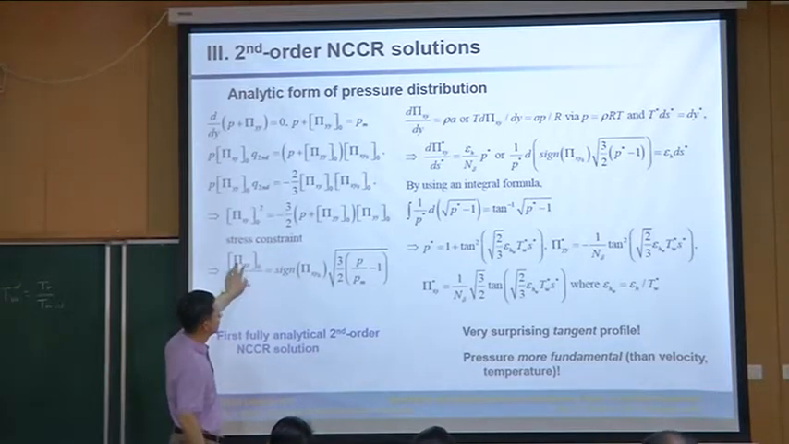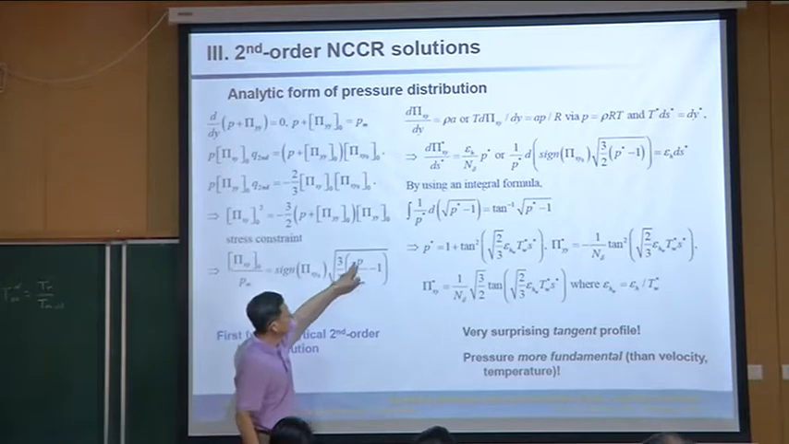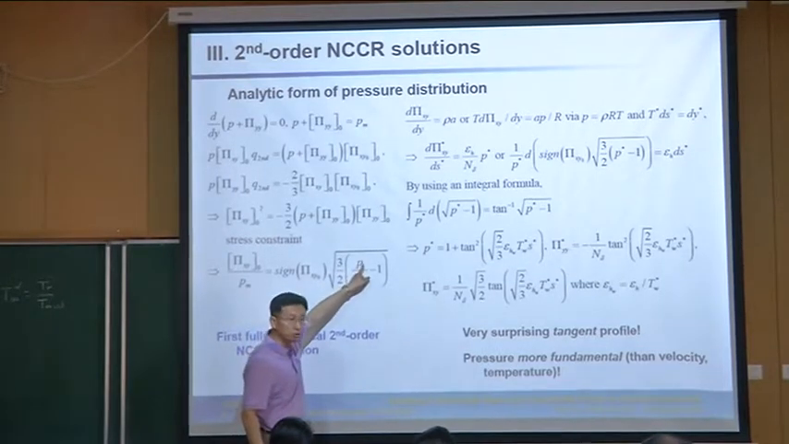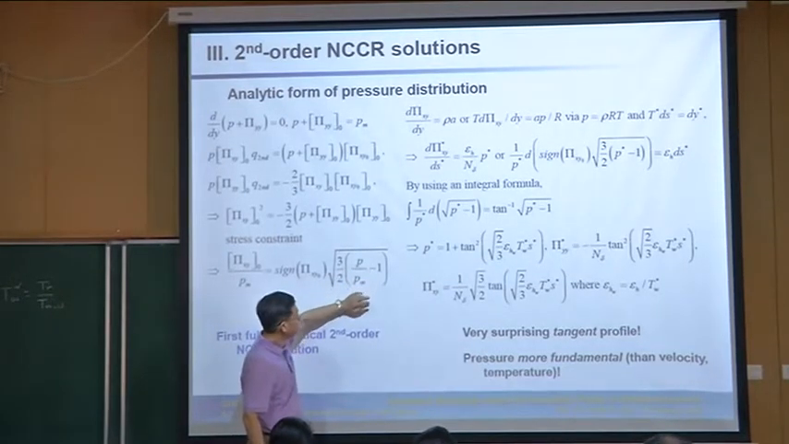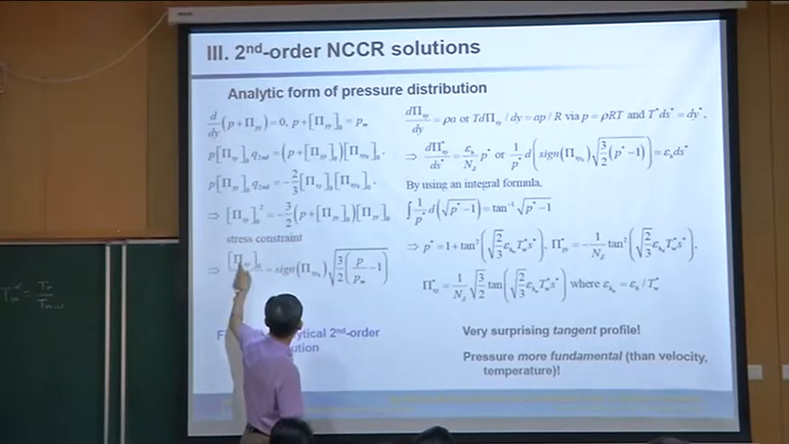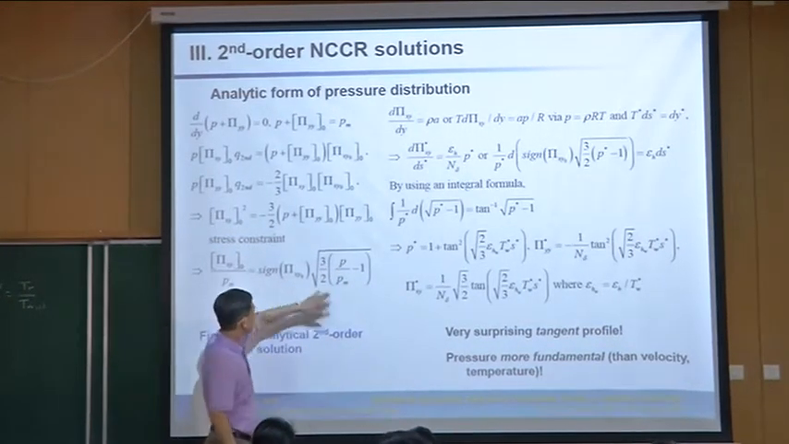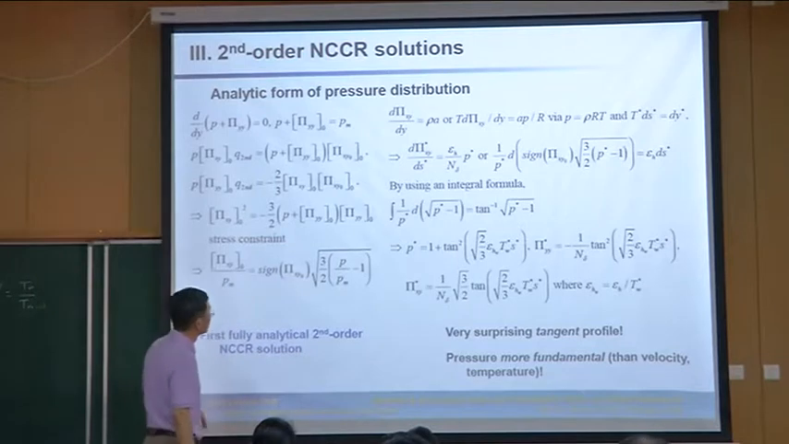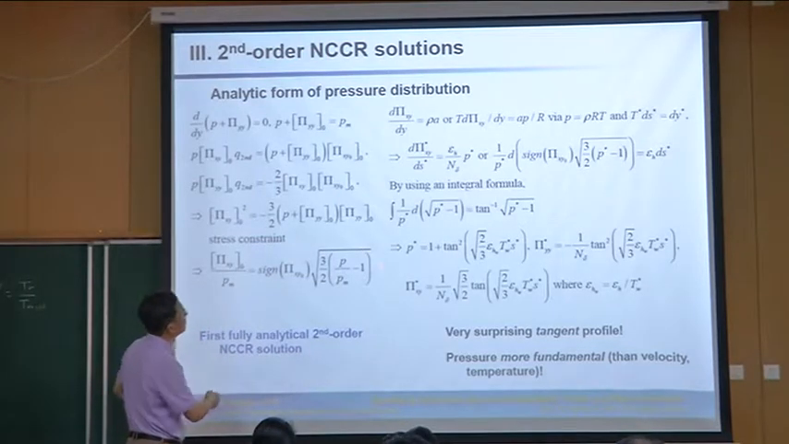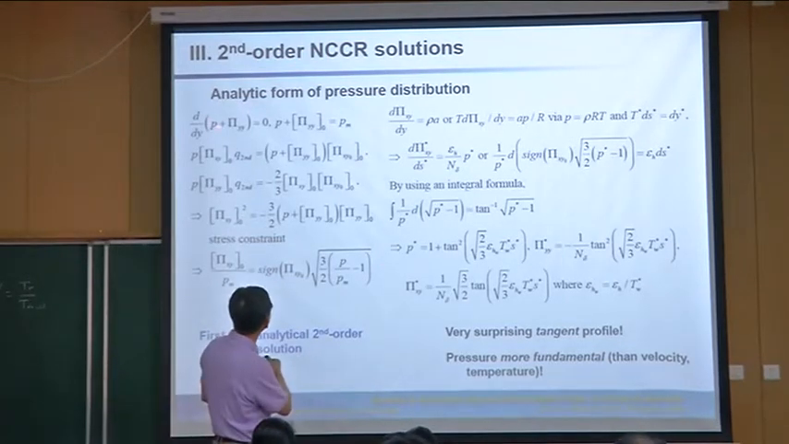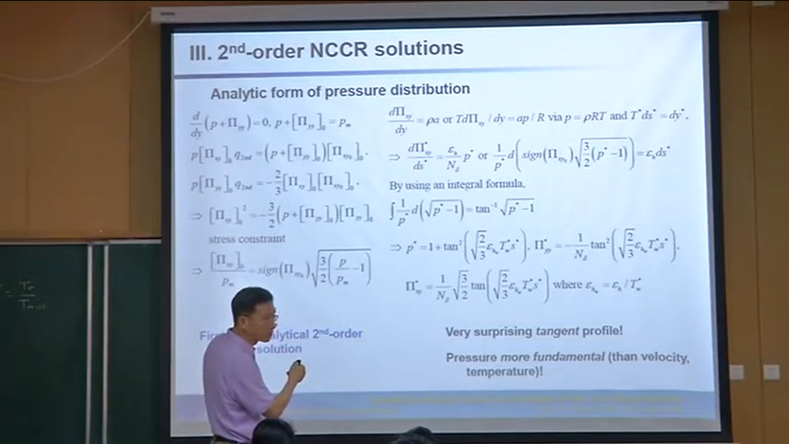Then pi y is somehow related to what? P over P. Remember, P is not uniform anymore. In the Navier-Stokes world, this is one, so you don't need to have different kinds of equations. So this is the x momentum equation, and then this is the y momentum equation. This is, let's say, another x momentum equation.